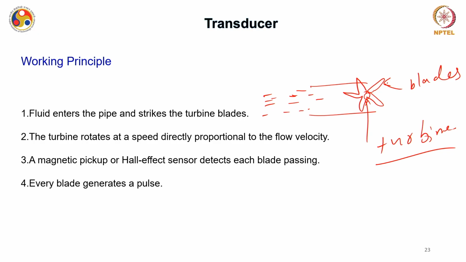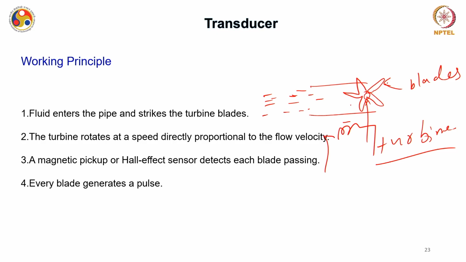Now the fluid enters the pipe and strikes the turbine blades. The turbine rotates at a speed which is directly proportional to the flow velocity. A magnetic pickup or Hall sensor is kept nearby, which detects each blade's passing. Say it is rotating, and this is the magnetic pickup that is kept nearby.